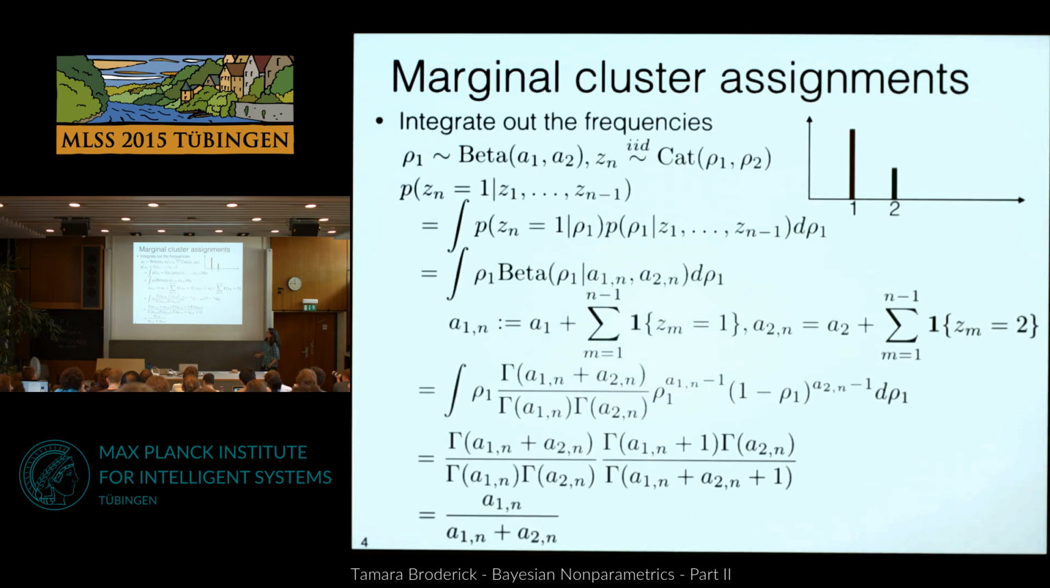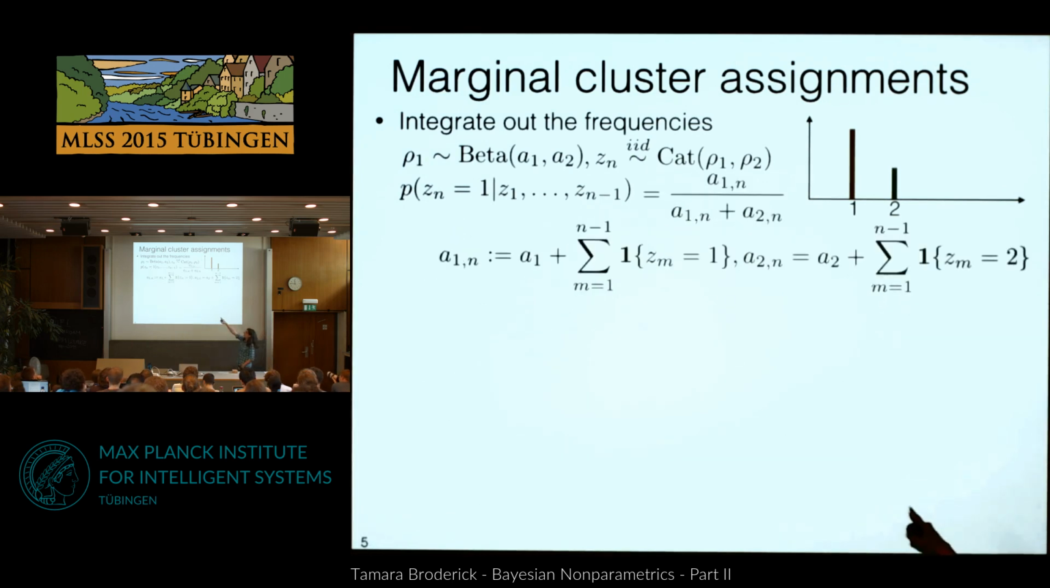Okay, so let's summarize what we did here. We can give a very explicit, very neat formula for the probability of the next data point given the previous data points. The probability that zn equals 1, which basically describes the whole distribution of zn because it's either 1 or 2, given all of the categorical draws we've seen so far, is this a1n quantity divided by a1n plus a2n.